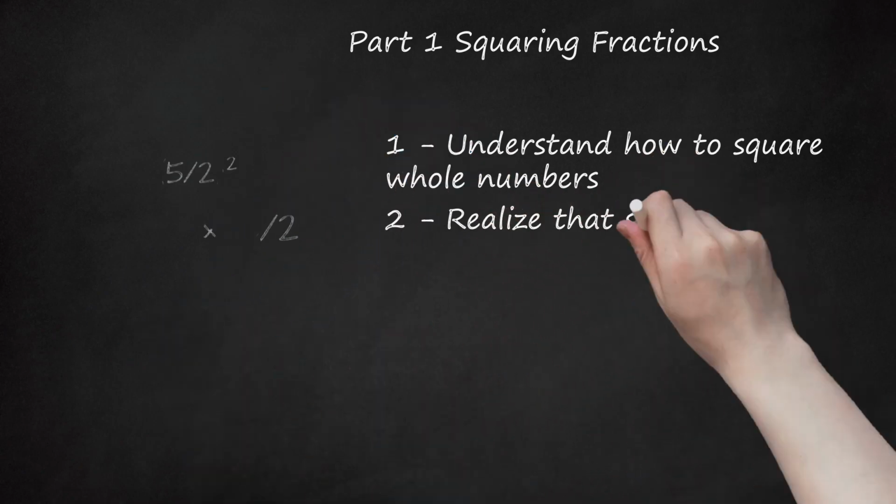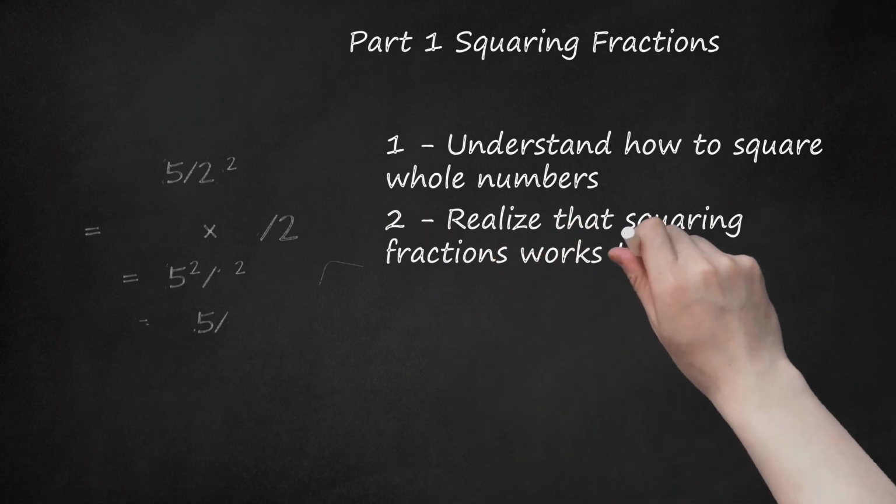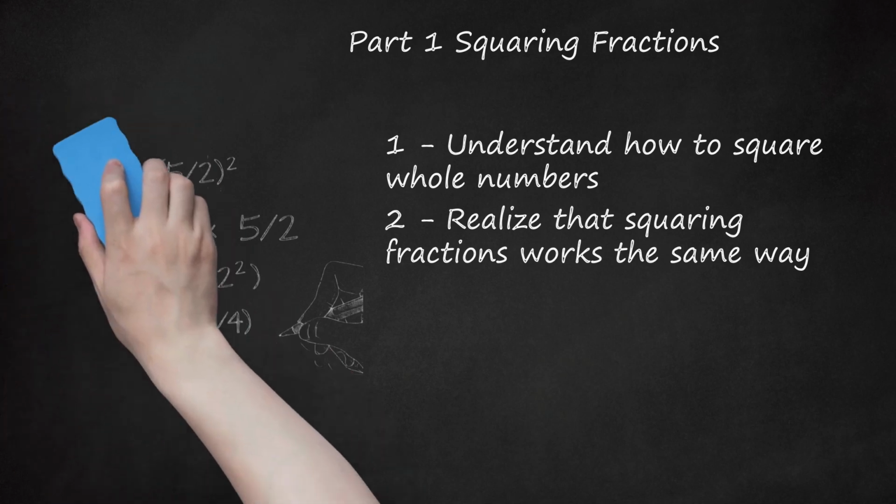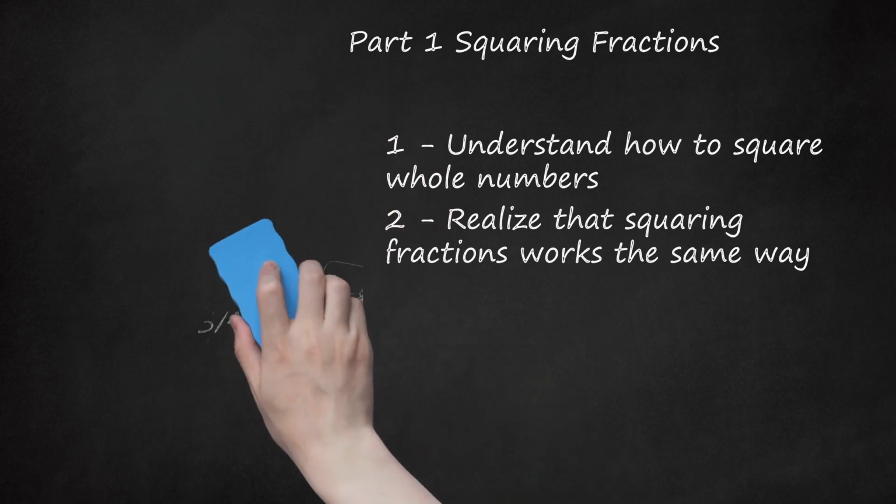2. Realize that squaring fractions works the same way. To square a fraction, you multiply the fraction by itself. Another way to think about it is to multiply the numerator by itself and then the denominator by itself. For example, (5/2) squared equals 5/2 times 5/2, or 5 squared over 2 squared. Squaring each number yields 25/4.